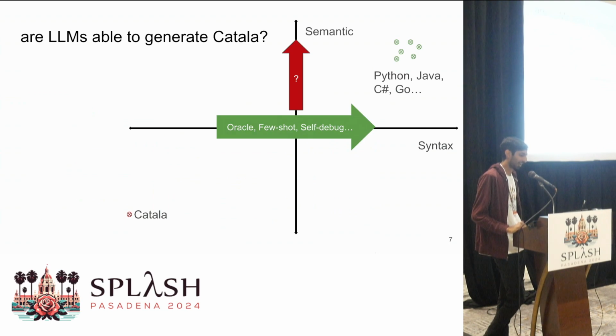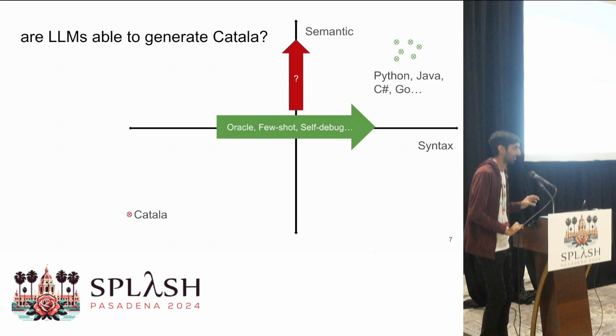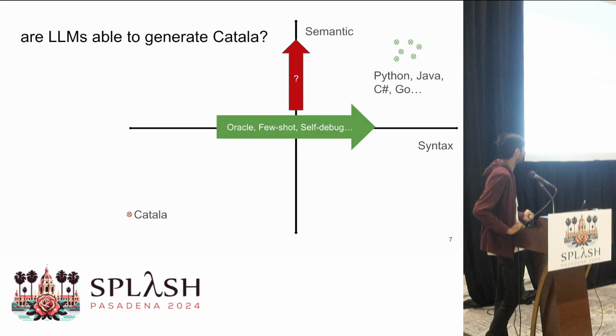And we can summarize our results with all of our different prompting strategies with this plot, where we see that in the land of programming languages, Python, Java, C#, Go, LLMs can perform pretty well, both in producing syntactically and semantically valid code. But we found the opposite side of the spectrum with Catala.